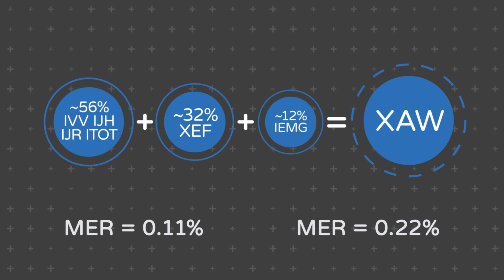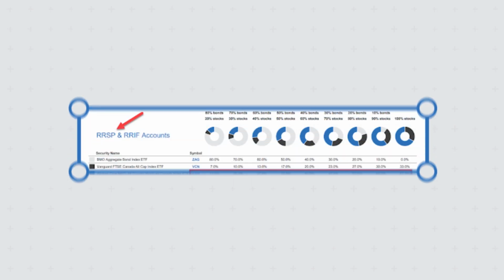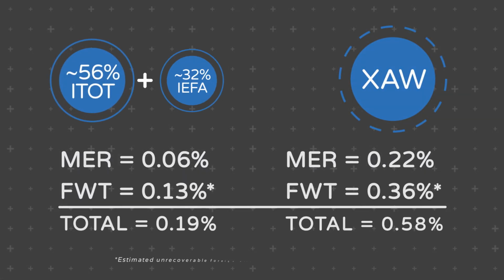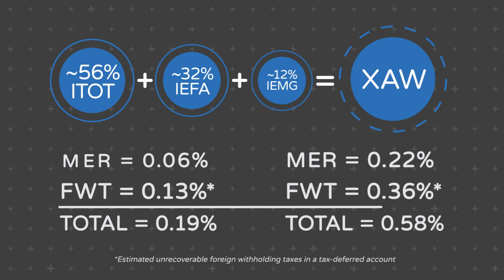If you're an investor with relatively large RSPs or other tax-deferred accounts, you may want to consider replacing XAW with 3 US-listed ETFs to reduce your product costs and foreign withholding tax drag. For your larger tax-deferred accounts, I suggest a mix of ITOT, IEFA, and IEMG in my CPM model ETF portfolios, instead of XAW. I estimate the switch-out could produce around 0.39% in annual cost and tax savings.